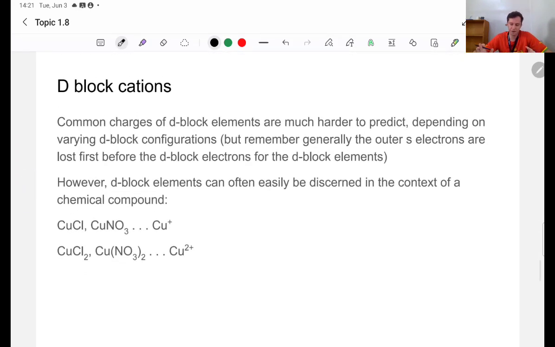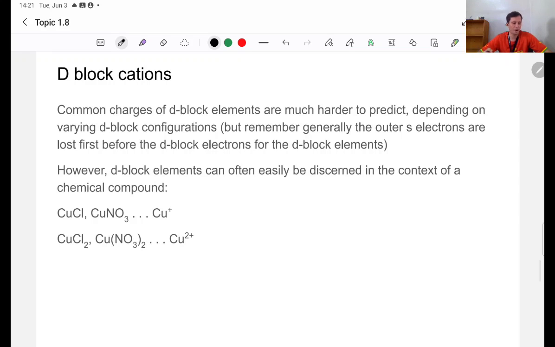D block cations are much harder to predict because it depends on varying D block configurations. So you can't really look at the same trends. Those questions I was looking at before are probably going to apply to group 1 and group 2, I would think a lot of the time. Maybe if we're talking about a 3+, it could be boron or aluminum, something like that. But not all the D block elements are going to follow the logic that we just carried out, because it's a little bit more complicated.